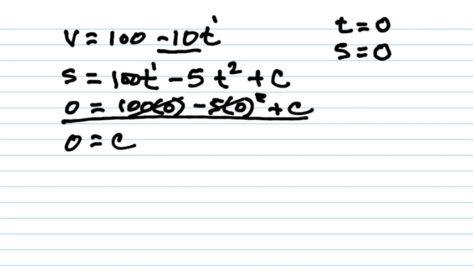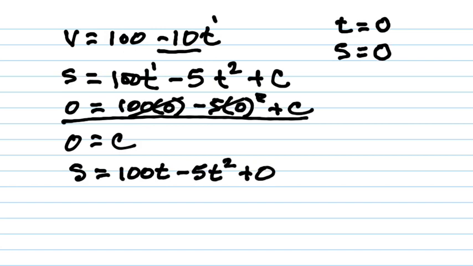Okay? So now that I know what c is, I can finalize my formula, or my function, I'm sorry. So do I even need the plus 0 at the end? No. So I can just get rid of it. So there's my function. And they want to know how high the rocket is after 2 seconds.